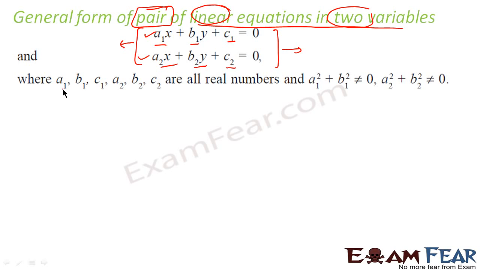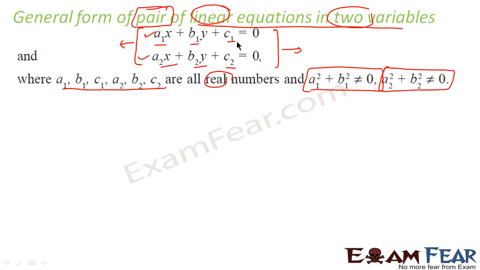Where a1, a2, b1, b2, c1, c2 all are real numbers and a and b can't both be 0 together. That means a1 square plus b1 square is not equal to 0 and a2 square plus b2 square also is not equal to 0. Why? Because at a given point of time, both should not be equal to 0. Because if both are 0, this becomes c1 is equal to 0. That is not a valid equation.